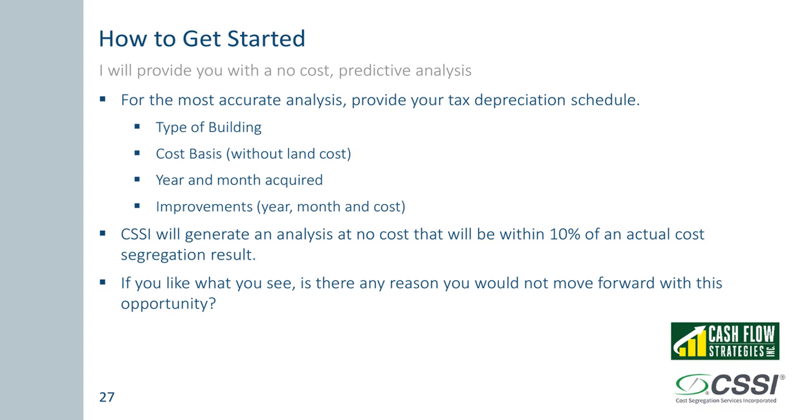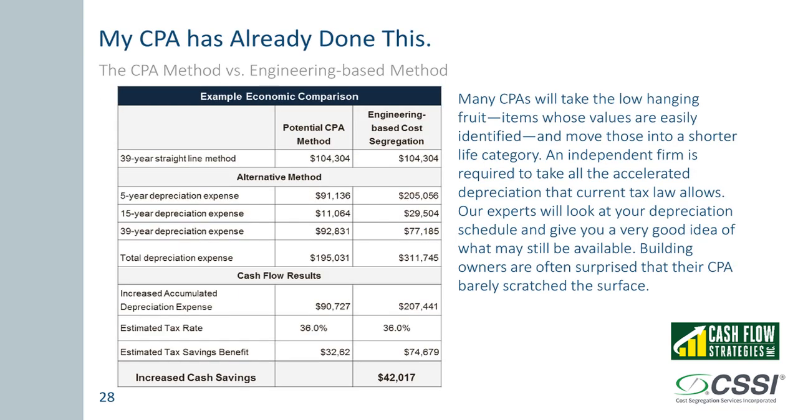And basically all I'm going to ask them is, if you like what you see, is there any reason you wouldn't move forward with this? We'll also talk with their CPA. A lot of people may say, well, yeah, that's fine, my CPA's already done this, or my CPA handles all of that stuff. That's fine. I get it. But most CPAs only can take that low-hanging fruit. They're not engineers. So they can only itemize the things that are easily identified and move them into the shorter life category. A cost segregation firm, especially one that does engineering-based cost segregation, is required to take all the accelerated depreciation that the current tax law will allow.